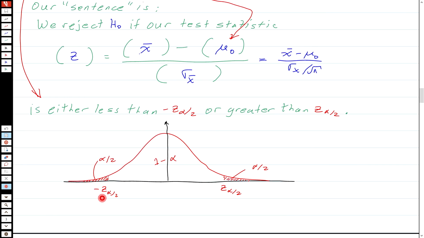Okay? So minus z alpha by 2 is over here. Area below that is alpha by 2. Plus z alpha by 2 is over here. Area above it is alpha by 2. And we're going to reject H naught if our test statistic is either above here or below here.